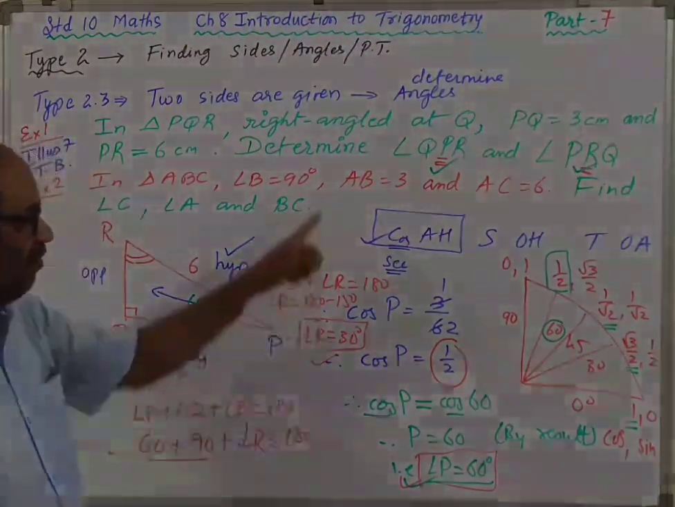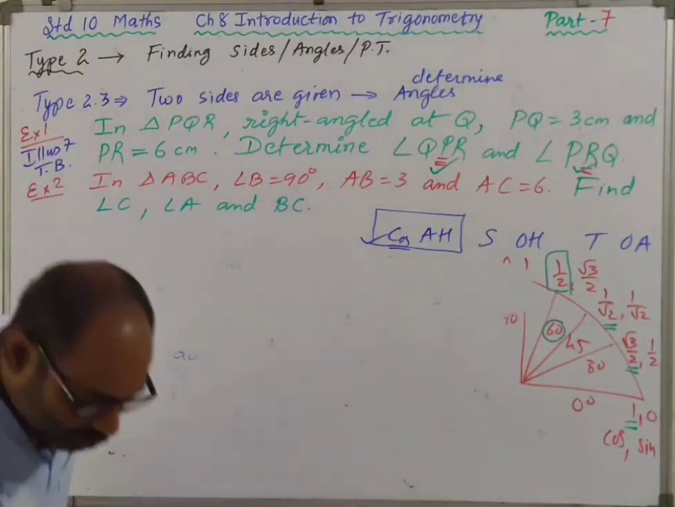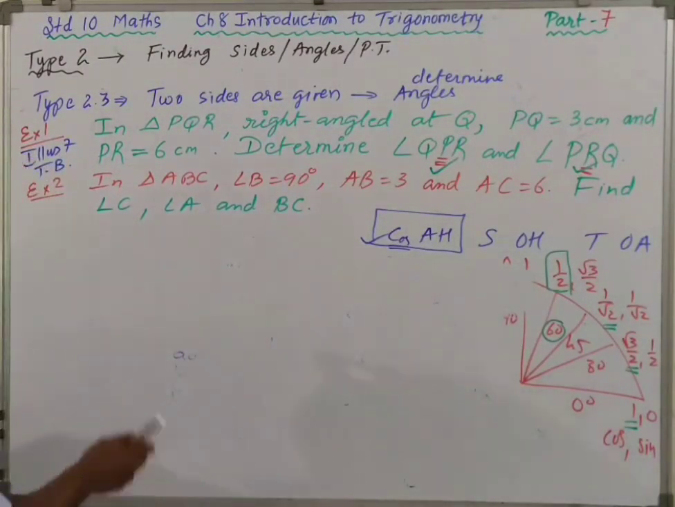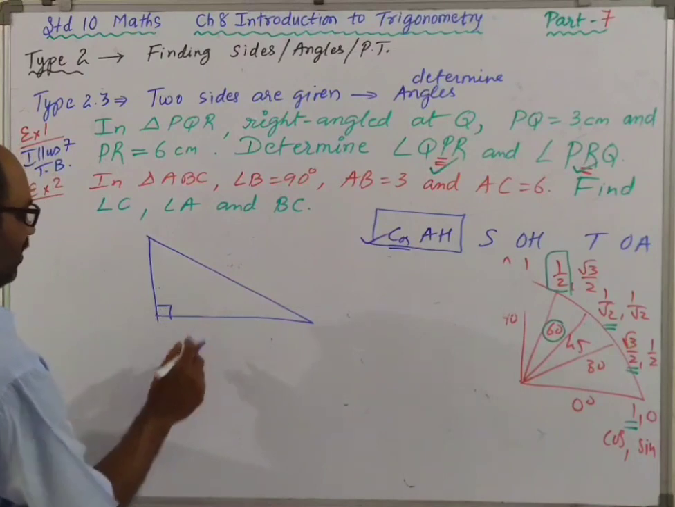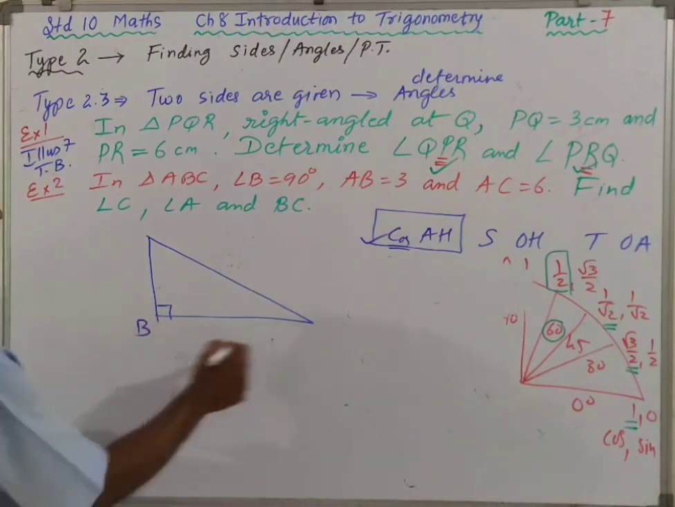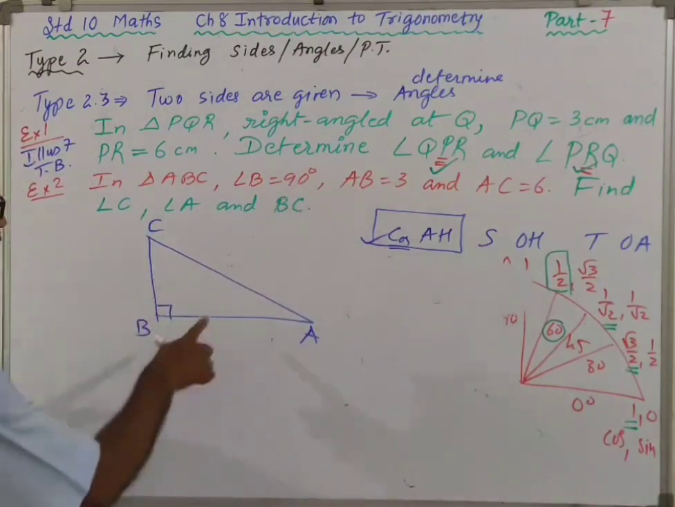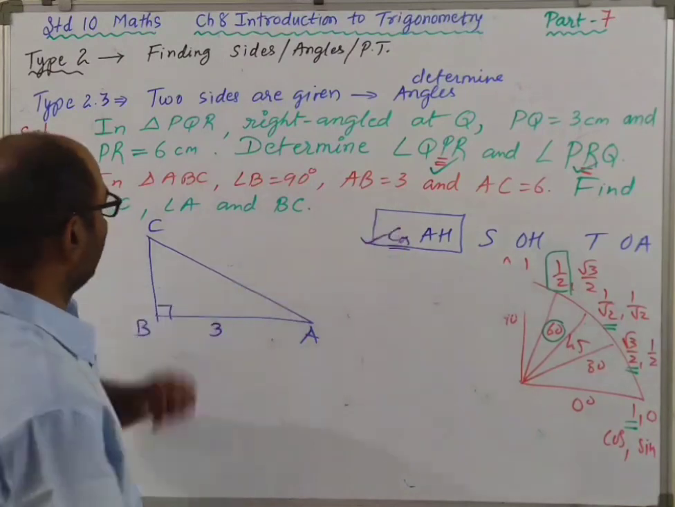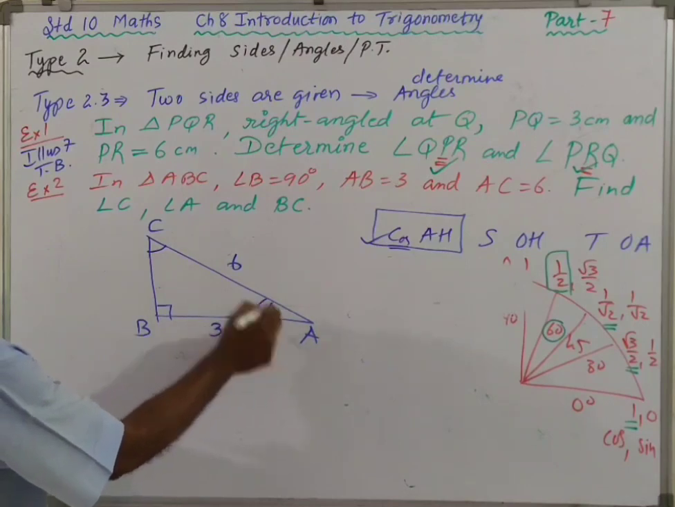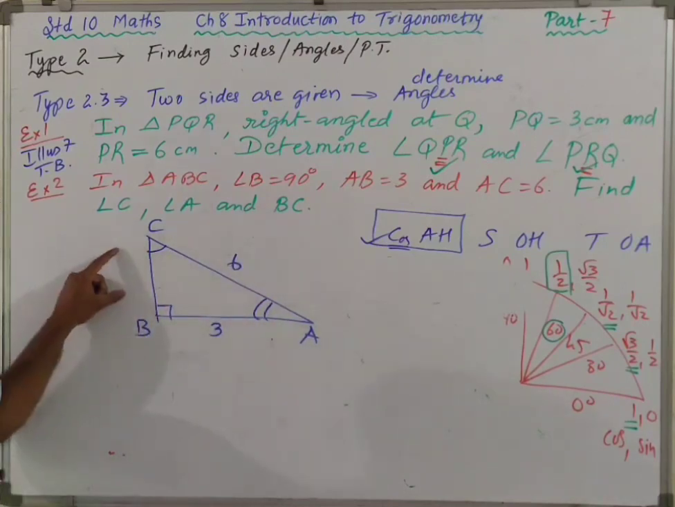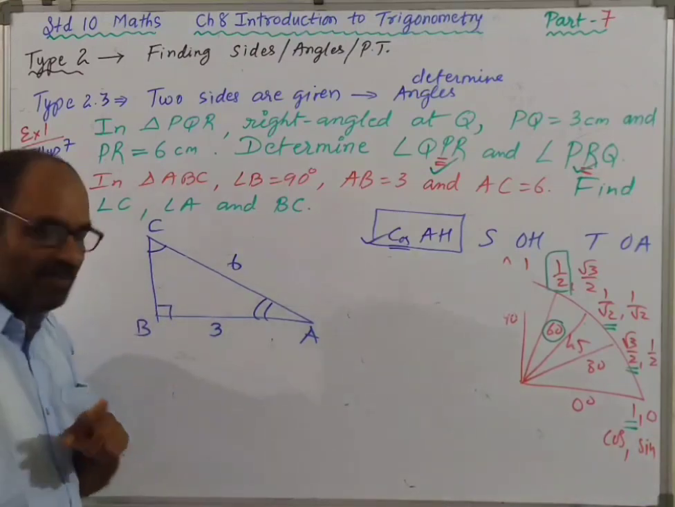Got it? So now we move on. Ready for example 2 under type 2.3? Yes. In triangle ABC, angle B is a right angle. Alright. Yes, right triangle. Angle B is right angle. You may put A here and C. So that is right triangle ABC. AB is 3. This one is 3. AC is 6. This one is 6. Find angle C and angle A. And also find BC. BC you can find out using Pythagoras, because measures of two sides are known. Are you getting me?